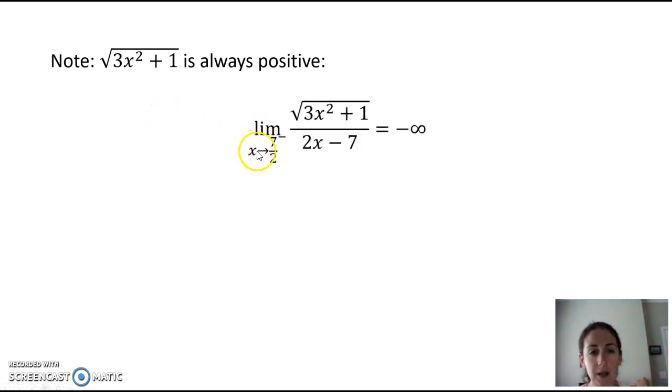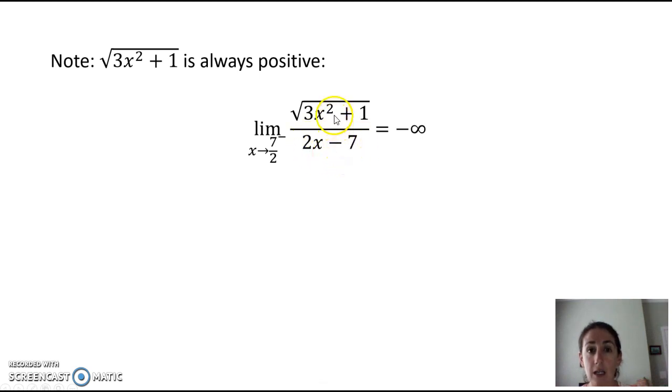So as you take the limit as x approaches 7/2 from below, notice we're plugging in values very close to 7/2, but a little bit less. So this value right here, this 2 times 7 over 2, is going to be a little less than 7. Minus 7 is going to give us a negative value. So we're going to have a negative value down here.